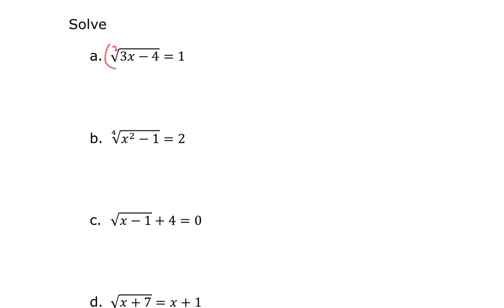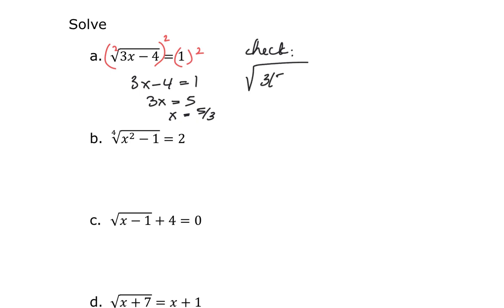Okay. So as we take a look, the first thing I'm going to do, since I know this is a 2, I need to raise this to a power of 2. I end up with 3x minus 4 is equal to 1. 3x is equal to 5. X is equal to 5/3. Now I need to check. So the square root of 3 multiplied by 5 over 3 minus 4, does that equal 1? So I have 5 minus 4 underneath the radical, which does indeed equal 1.